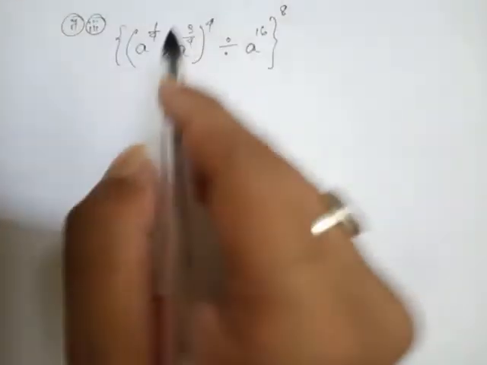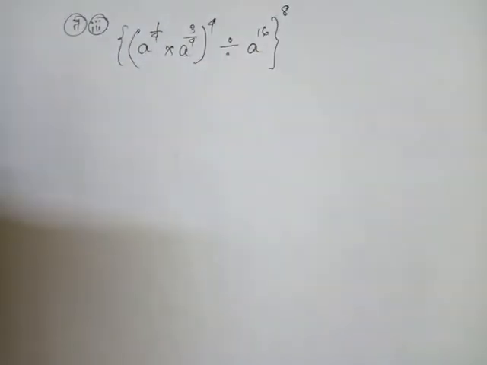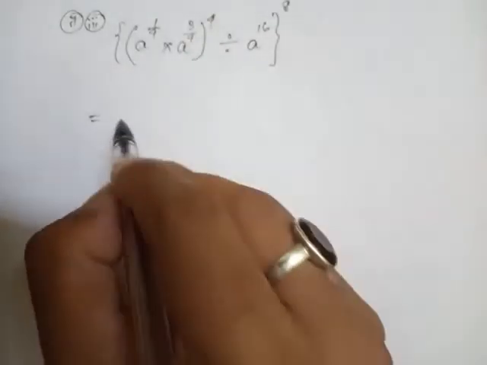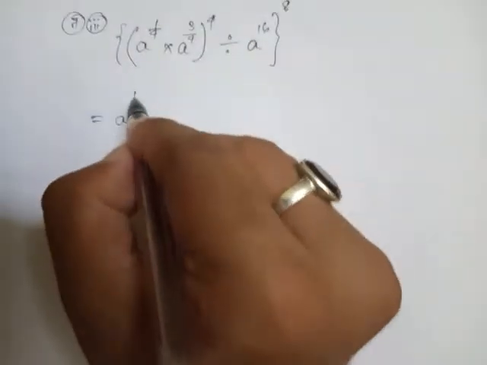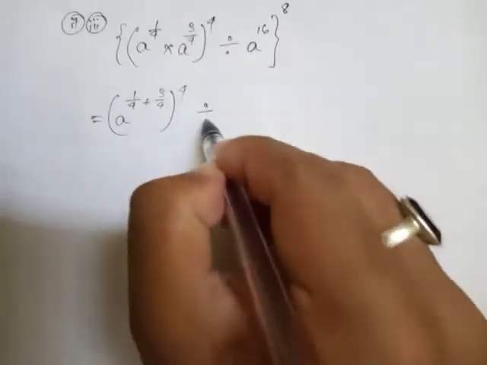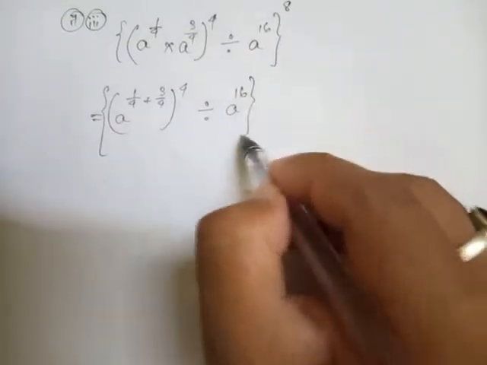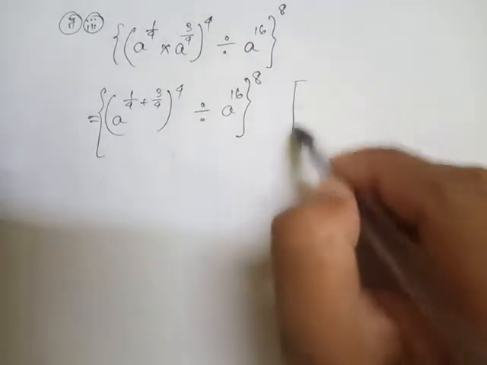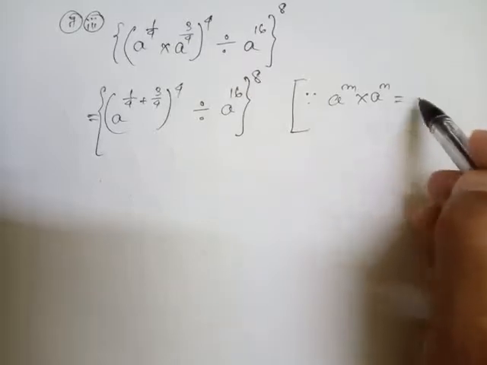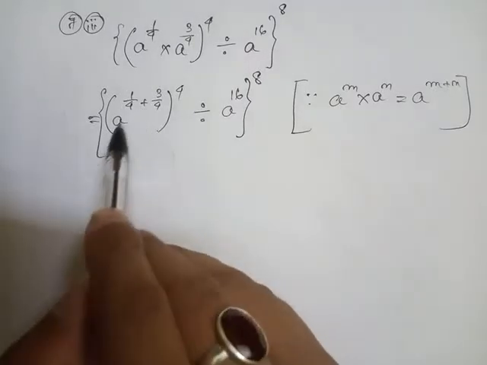Here first of all, look, bases the same, power should be added. A to the power 1 by 4 into a to the power 3 by 4 will be added here first. Why? Bases the same, power should be added. Now look here, first of all, a, and there 1 by 4 plus 3 by 4 whole to the power 4 division a to the power 16. Now second bracket whole to the power 8, and here I am writing the formula that a to the power m into a to the power n equal to a to the power m plus n. This is the formula.